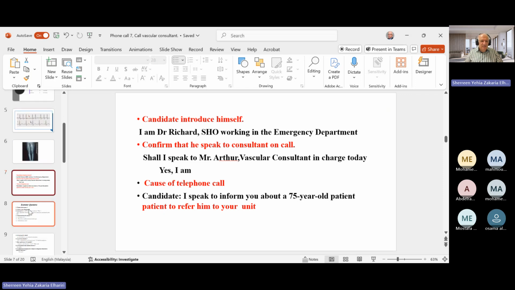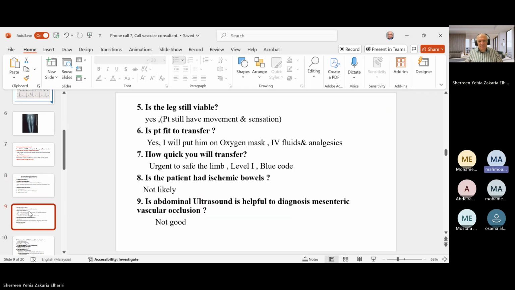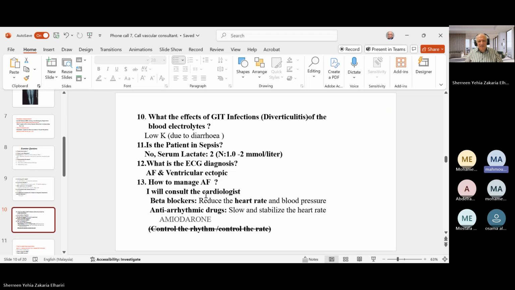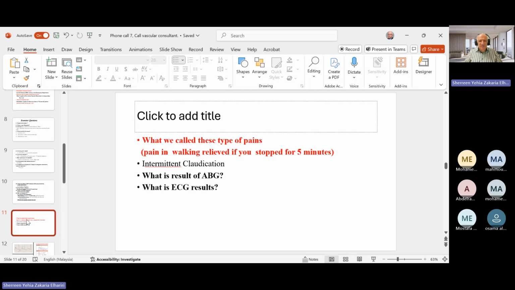How to treat it? Okay, I will ask for a consultant from cardiology. No need for a consultant. I consult a cardiologist. It doesn't have to be a consultant, anyone from the cardiology department. Okay, and usually they give a beta blocker to reduce the rate and amiodarone as an anti-arrhythmic. So don't forget to ask for help. Don't be a hero.